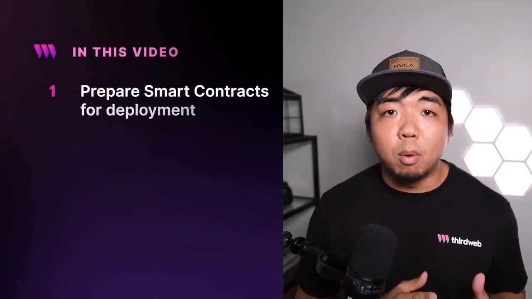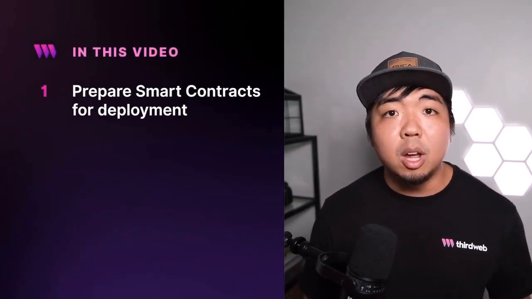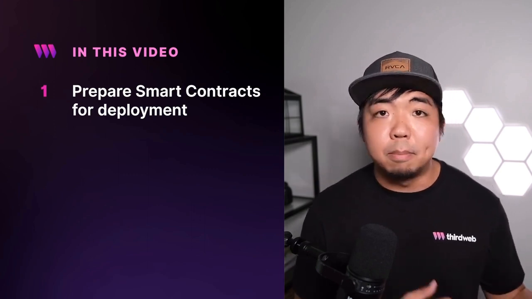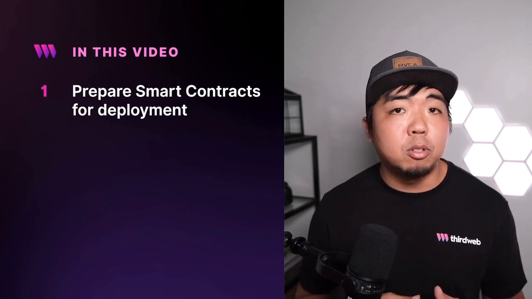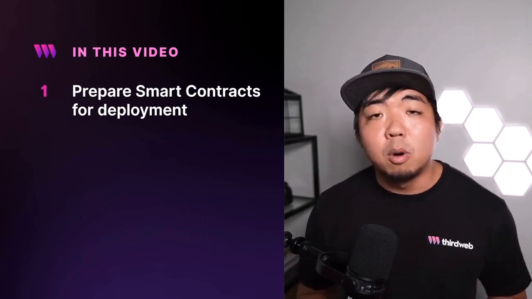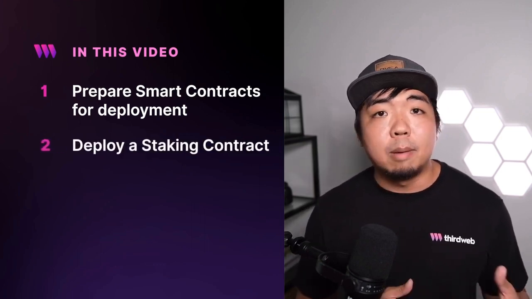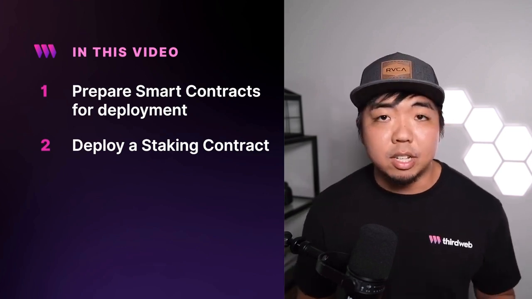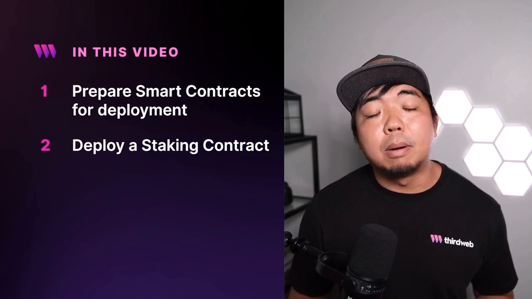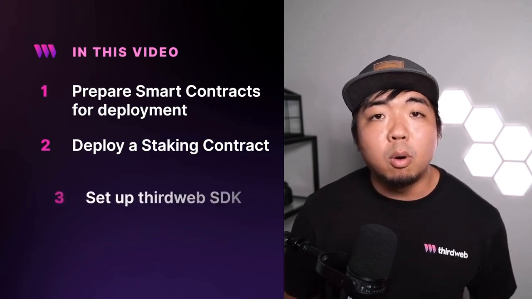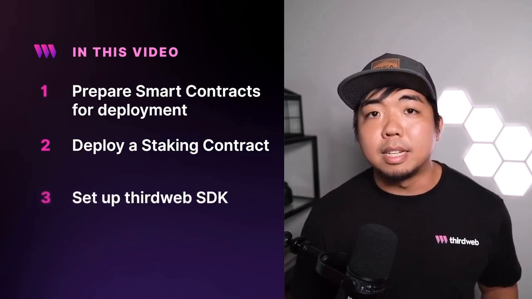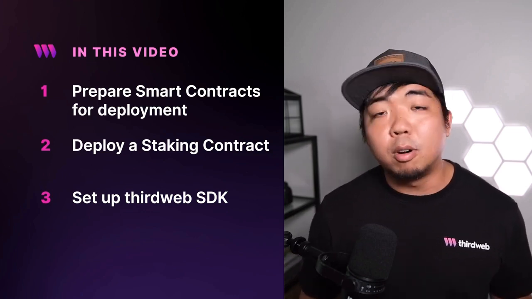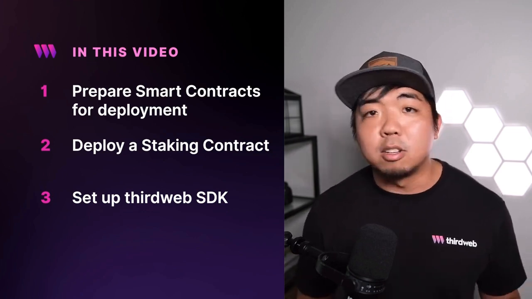Now, an overview of what we're going to be covering in this section. We're going to prep all of our smart contracts that we deployed and built in the last section and prepare them to be used in our app. We're going to be deploying one more type of contract called a staking contract, and we'll be going over its features and functionalities. We'll then start building out our application. We'll go over how to set up the Third Web SDK with your app, and we'll start to build out our portfolio application one contract at a time.